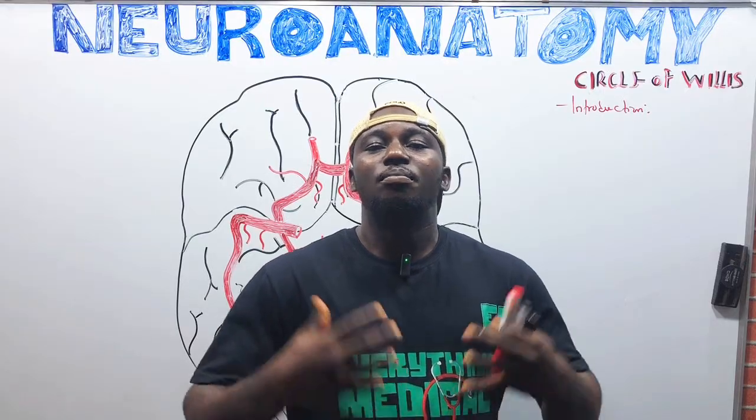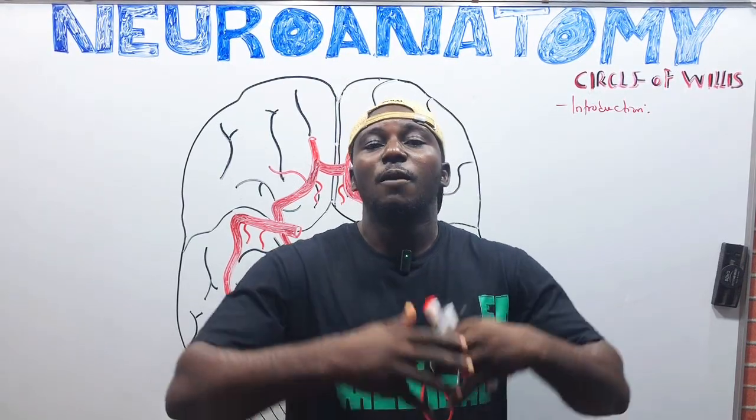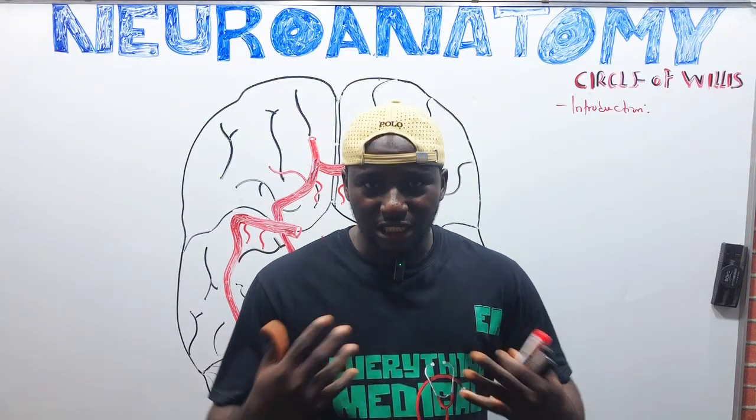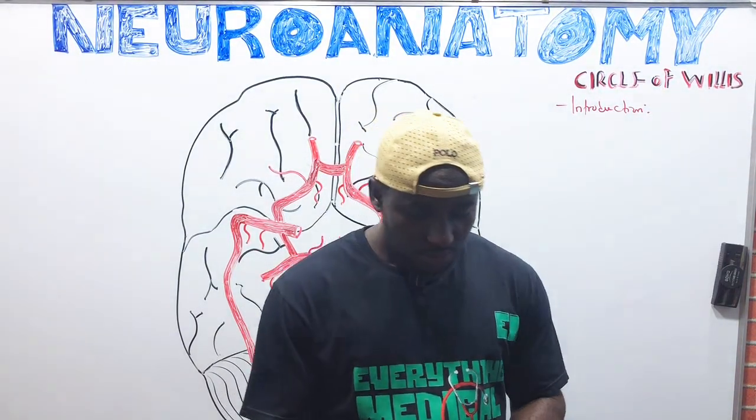So to tell you that blood supply, or vascular supply, to the brain is so important because oxygen has to be supplied to the brain tissue for effective function, right? So that is how it works.